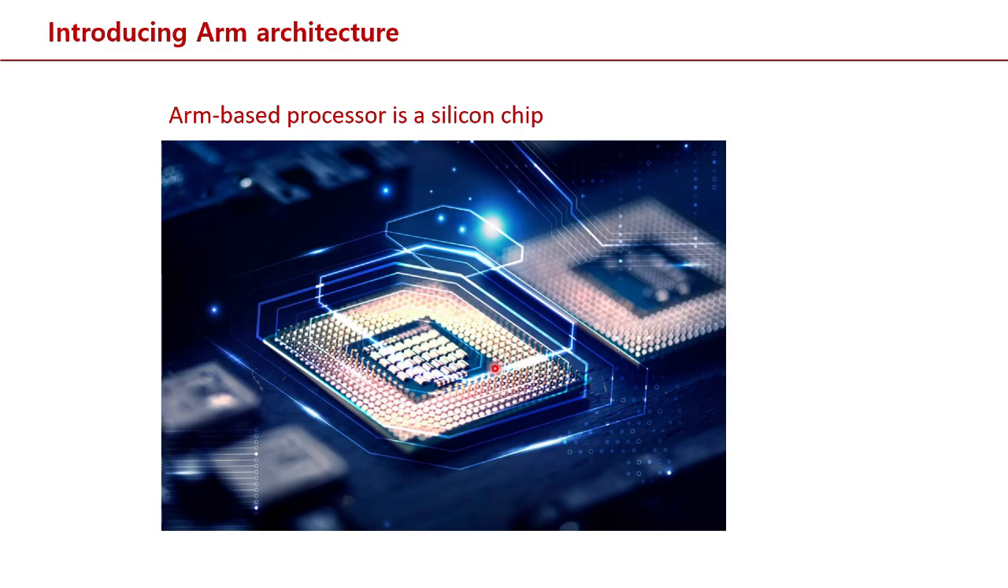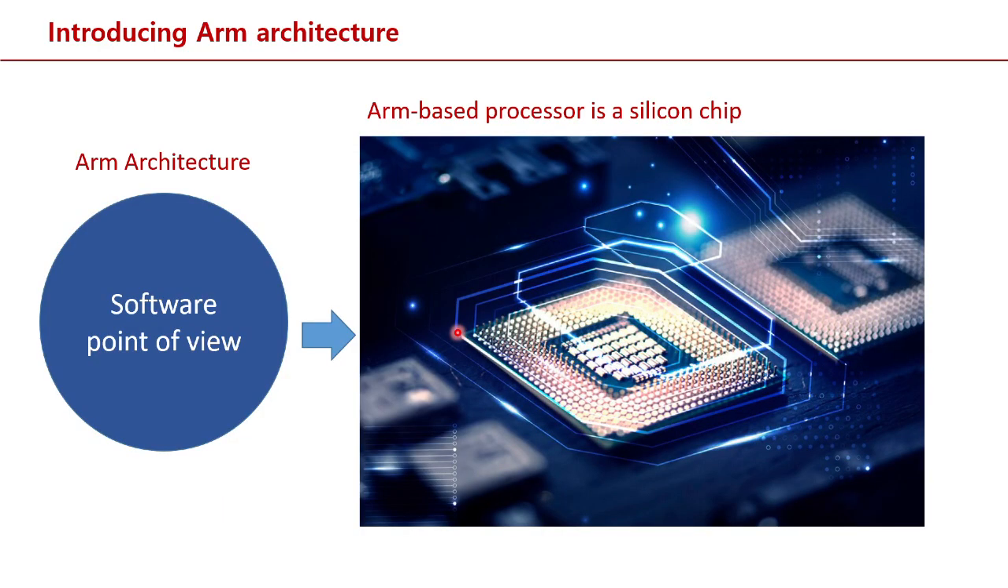But this silicon is nothing but the chipset, so it is hard to control using the software stack. So from the software perspective, we need an interface to control those ARM-based chipset IPs using assembly instructions and registers. So from the software perspective, we have the ARM architecture. With the viewpoint of the ARM architecture, this silicon chip can be controlled using a set of instructions and the relevant registers. The software point of view of the ARM-based silicon chip is the ARM architecture.